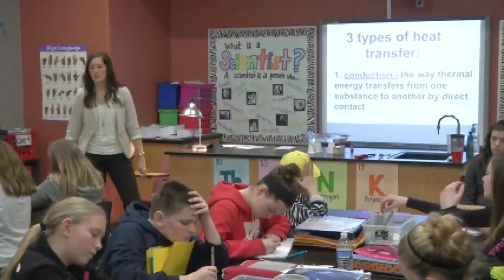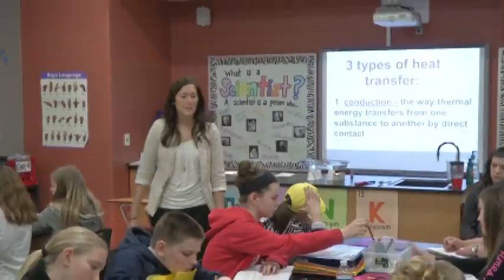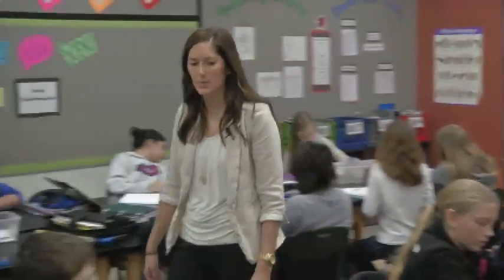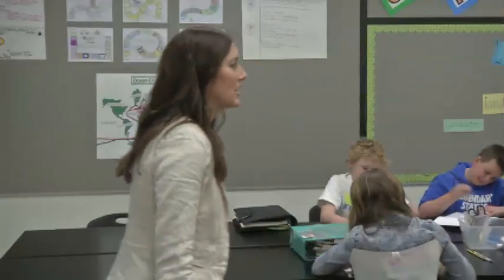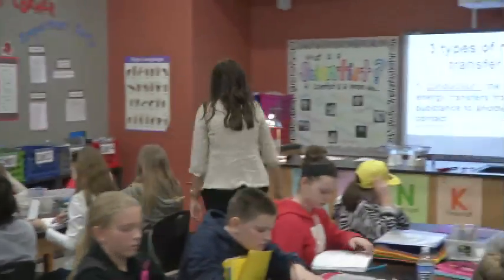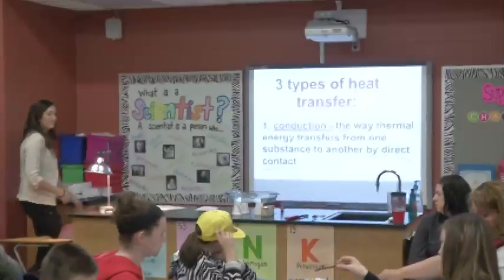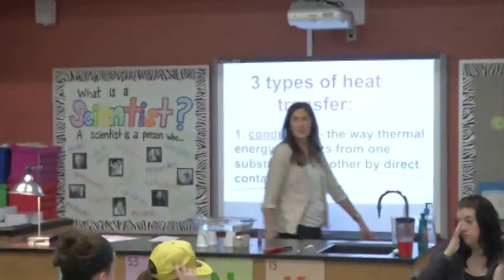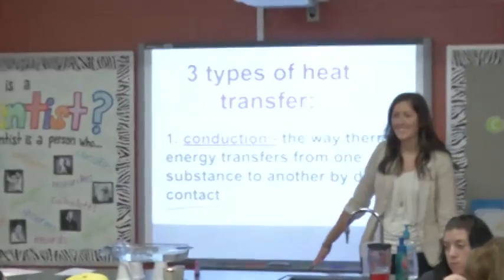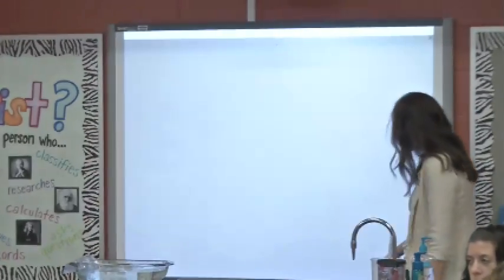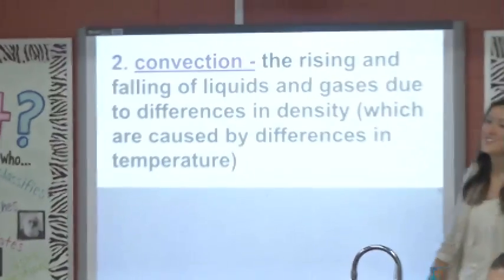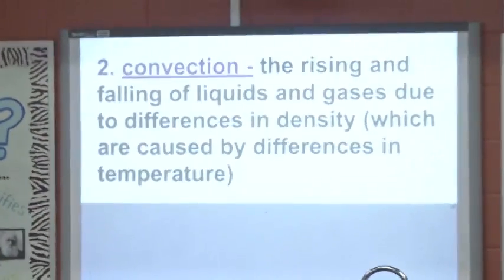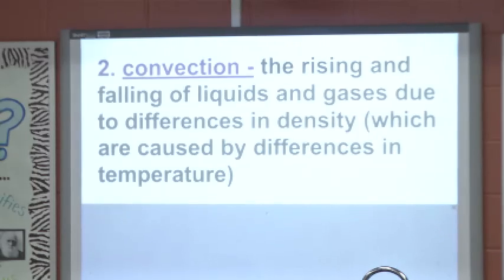Okay, if you take a look at the front of the room once you finish your sketch, we've got some demonstrations started for our next two terms. We have convection and radiation left. So we're going to start with convection. We need that definition. So who would like to read convection for us? Don't volunteer all at once. Jim, thank you for volunteering and being brave today. Convection: the rising and falling of liquids and gases due to differences in density, which are caused by differences in temperature. Excellent, thank you.